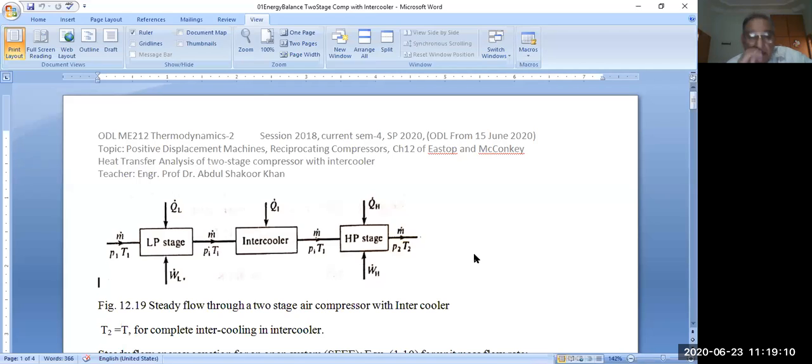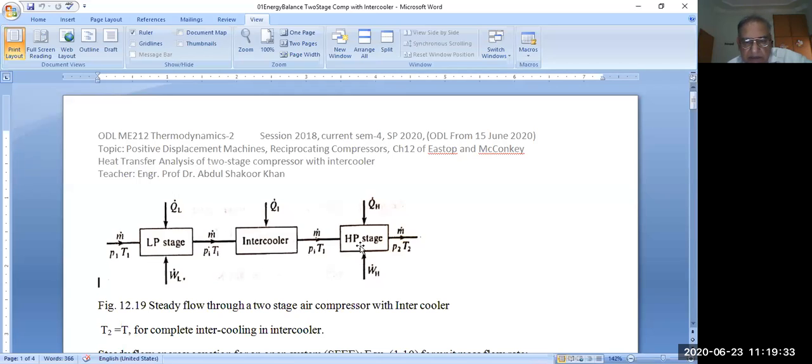Now, Bismillah ar-Rahman ar-Rahim, in front of you is figure 12.19. My today's topic is positive displacement machine, that is reciprocating compressor. We have done all about reciprocating compressors. This is the last topic, which is thermal analysis or heat transfer analysis of two-stage compressor with intercooling.